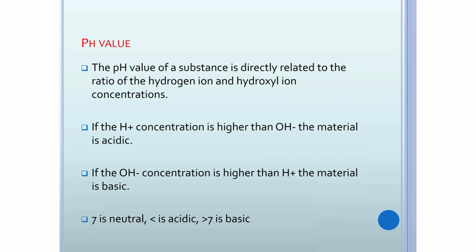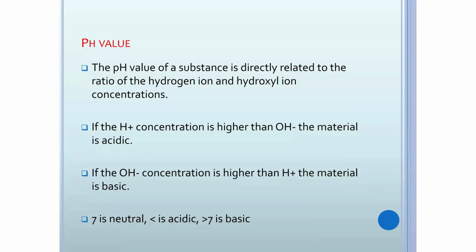So if hydrogen ion concentration is higher than OH, then the material is acidic. You see, generally, you can have a substance or a material that has both hydrogen ion concentration and OH. But to give you the nature and the idea of what kind of substance it is, you try to check between the hydrogen ion concentration and the OH, which one has the higher concentration. So if hydrogen concentration is higher than the hydroxyl ion, it means that the material is acidic.